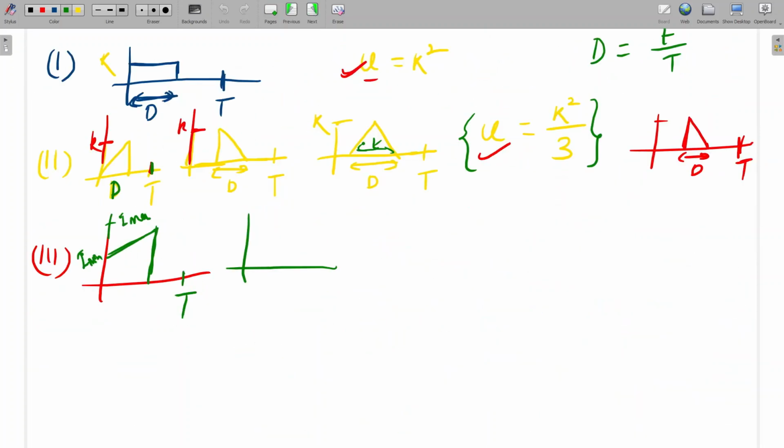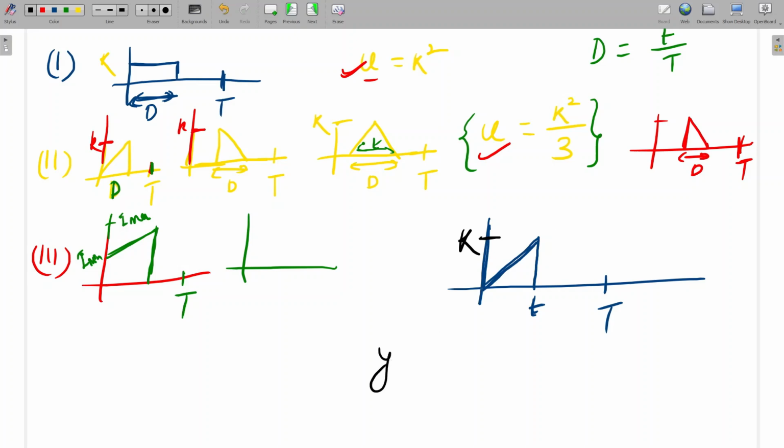Similarly, you can take any triangle. Since you are asking, I will derive one. Let's say we are deriving for one triangle. This is a triangle, this is time t and this is total time T. So what will be the equation of this triangle? Can anyone tell? Let's say this height is K. See, this is x1 y1, x2 y2.